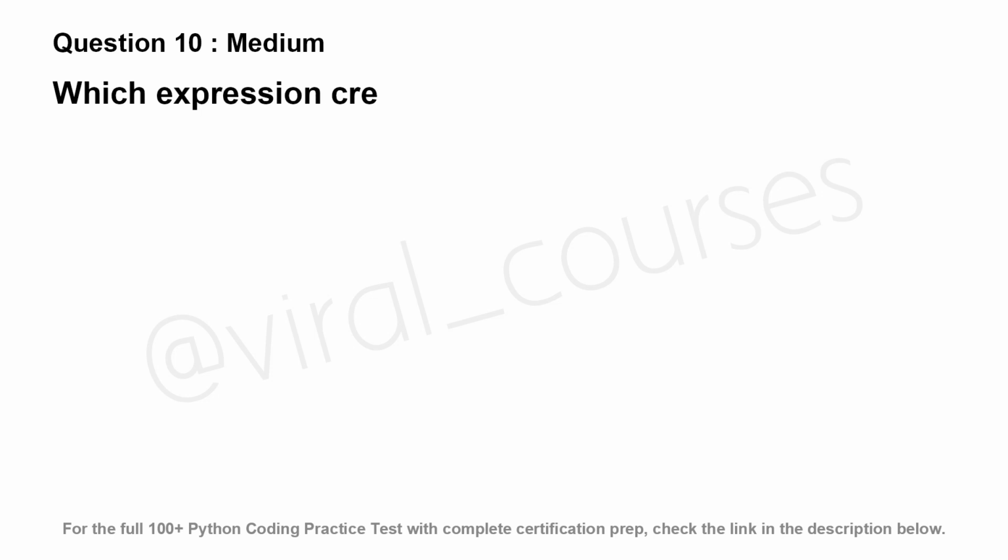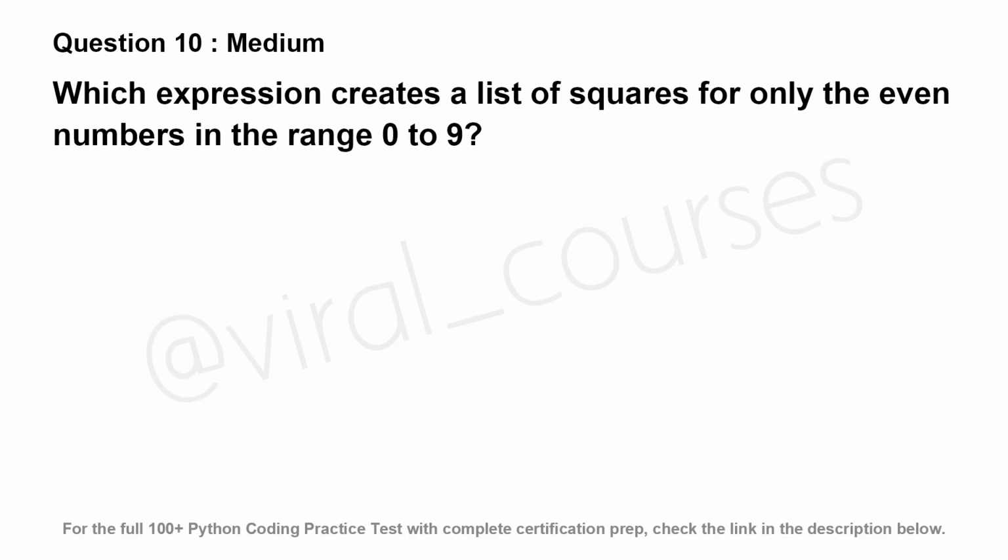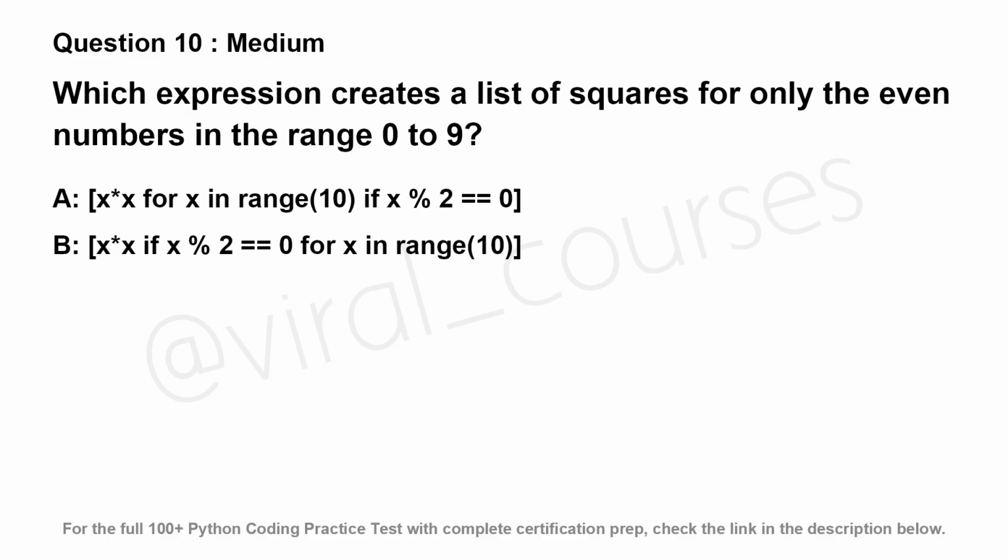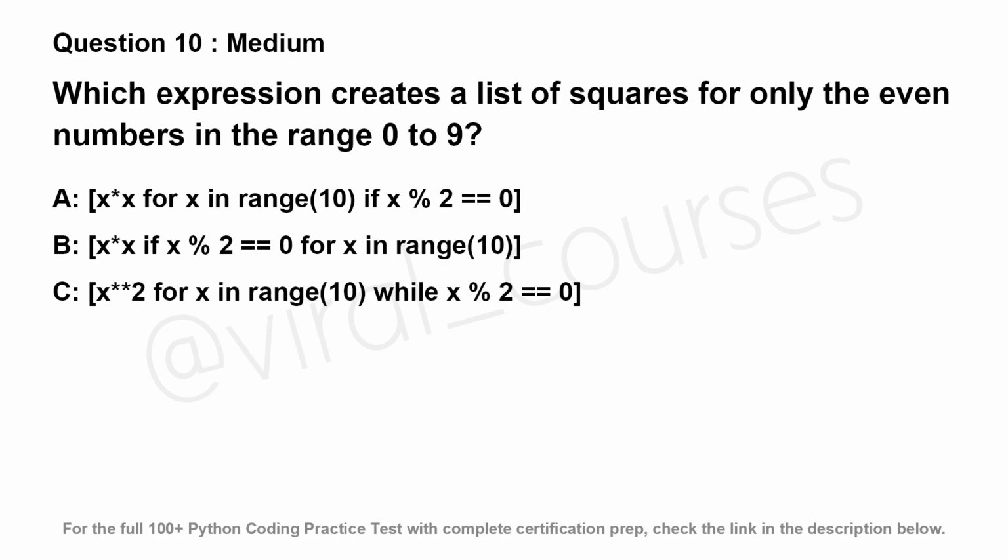Which expression creates a list of squares for only the even numbers in the range 0 to 9? Option A. x*x for x in range(10) if x%2 == 0. Option B. x*x if x%2 == 0 for x in range(10). Option C. x**2 for x in range(10) while x%2 == 0. Option D. x*x for x in range(10) if x%2 == 0.